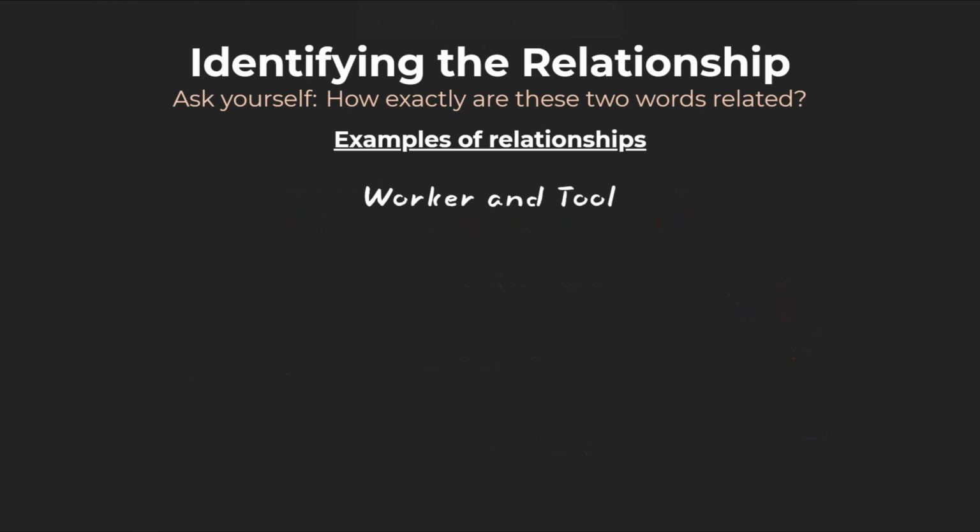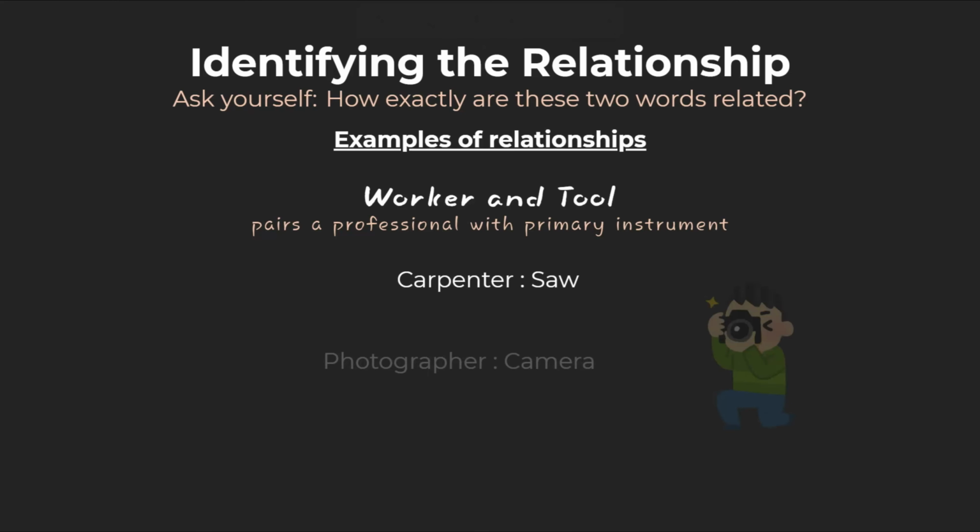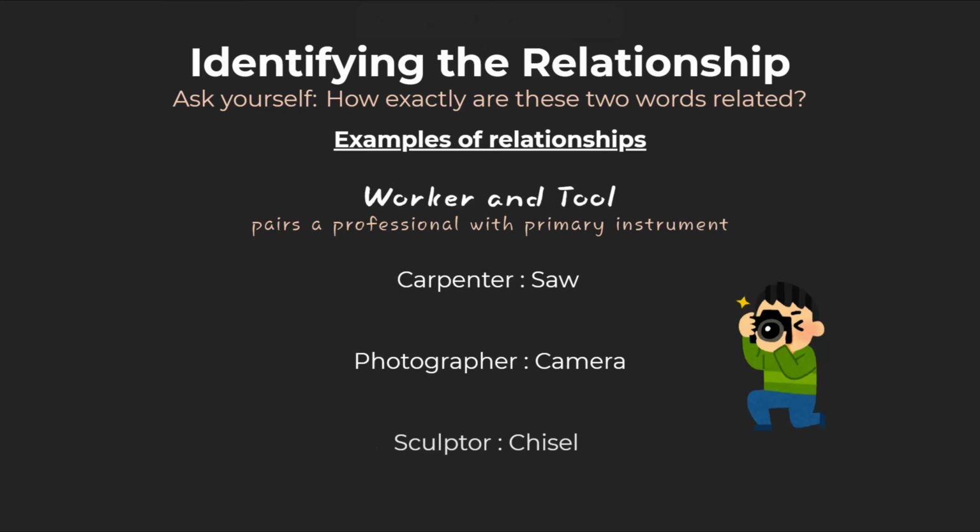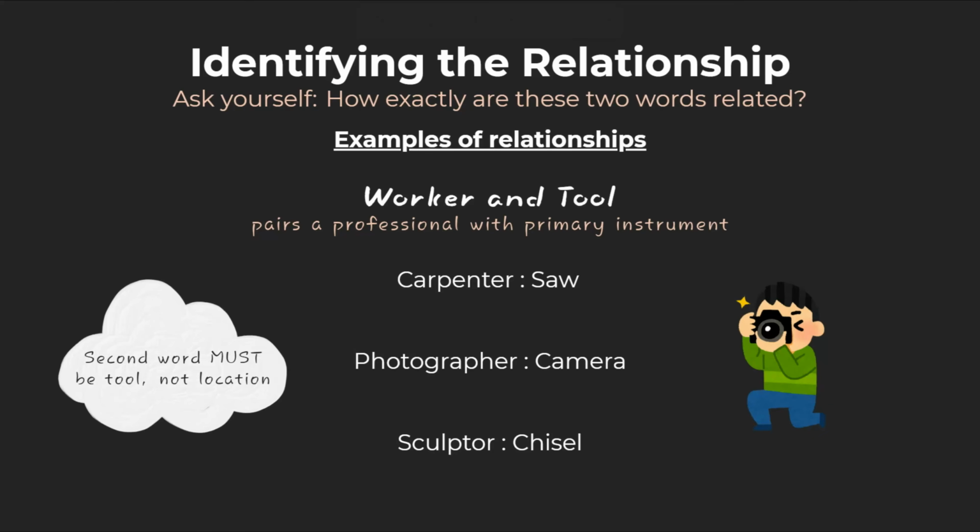Worker and tool. This relationship pairs a professional with the primary instrument they use to perform their work. For example, carpenter is to saw, photographer is to camera, and sculptor is to chisel. Be careful not to confuse this with workplace. The second word must be a tool, not a location. If the second word isn't something the worker physically uses, it doesn't fit this category.